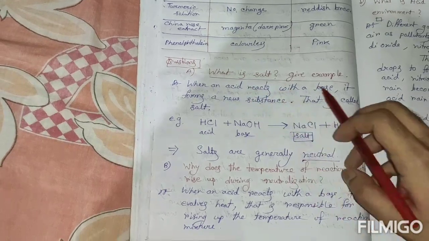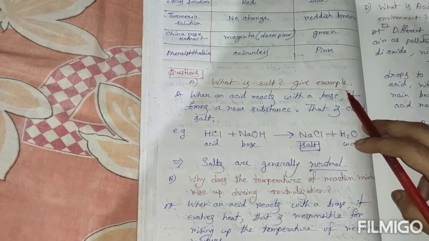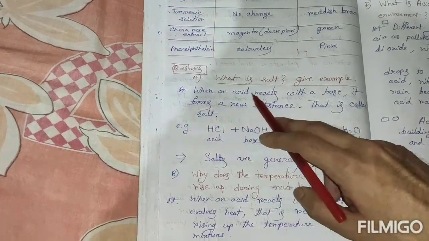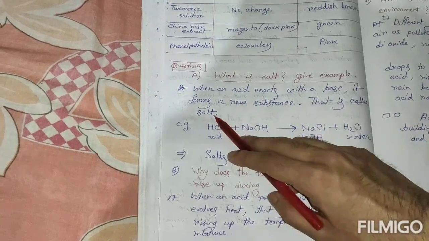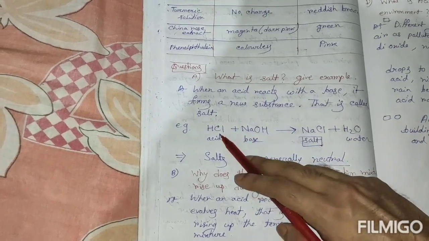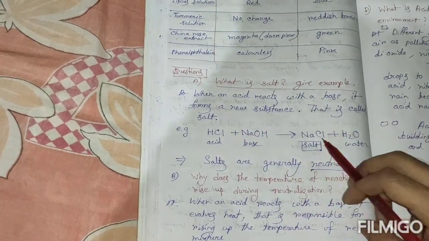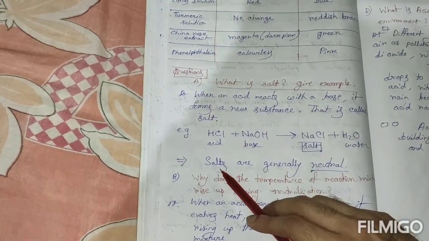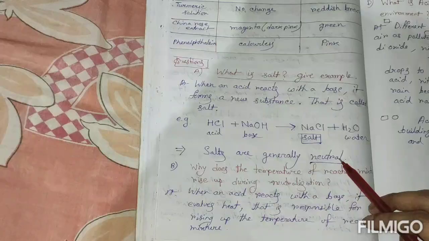Next one, what is salt, and give an example. I think you know what salt is. Again I am discussing: when an acid reacts with a base, it forms a new substance that is called salt. I think you know it very well. So here HCl acid reacts with base NaOH, it forms salt, NaCl, and water. And you must keep in mind another point, that salts are generally neutral.